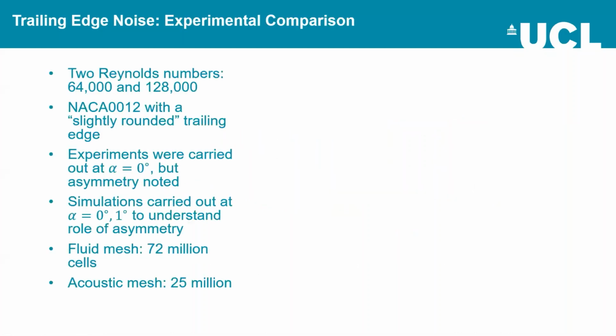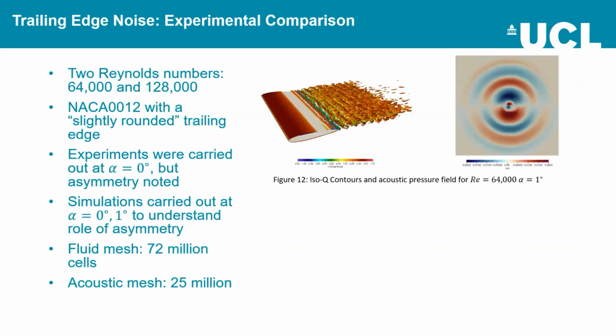So I've looked at two Reynolds numbers. Again, you can see they're both moderate Reynolds numbers, and I've used a NACA 0012 foil. So I'm comparing with some experimental data where experiments were carried out at 0 degrees, but the experimental study noted some asymmetry, and so I've run my simulations at 0 degrees and 1 degree to try and understand this. And so some rough parameters: the fluid mesh is 72 million cells, and the acoustic mesh is much coarser but much larger, but that only needs 25 million.